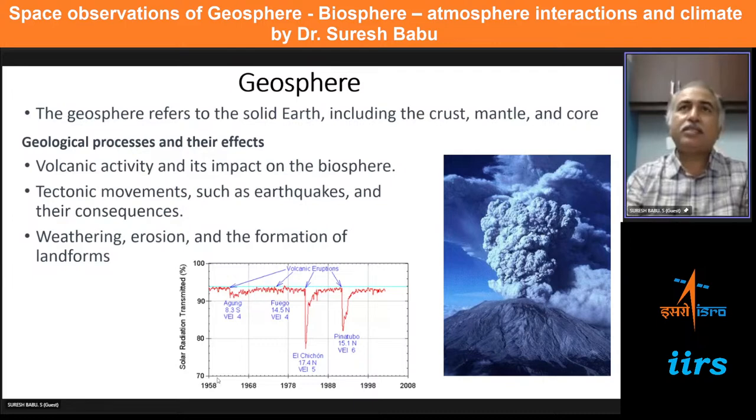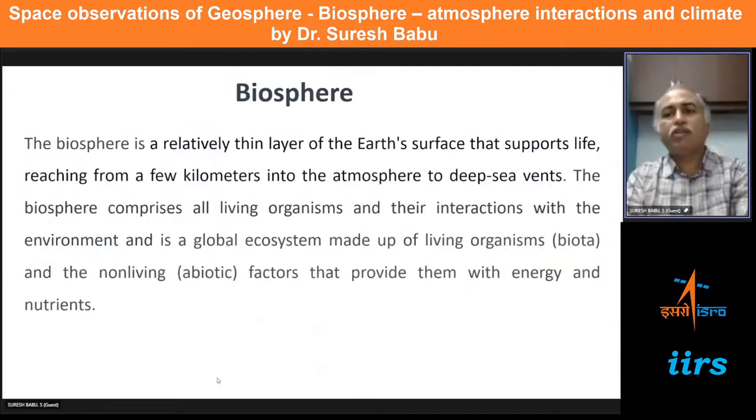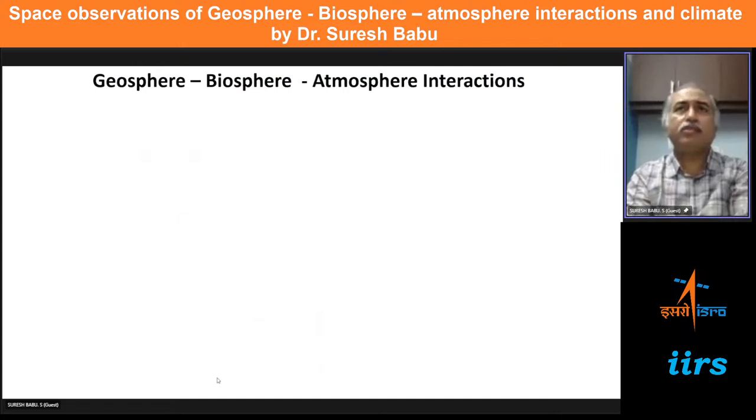processes. Like that, the biosphere is a relatively thin layer of Earth's surface that supports life. And we know that there are several biospheric processes which emit gaseous species as well as particles into the atmosphere, which are also very important for the sustainability of our system. Basically, it can affect the climate. And when it comes to the geosphere, biosphere, atmospheric interactions, one of the most important aspects is the carbon cycle.